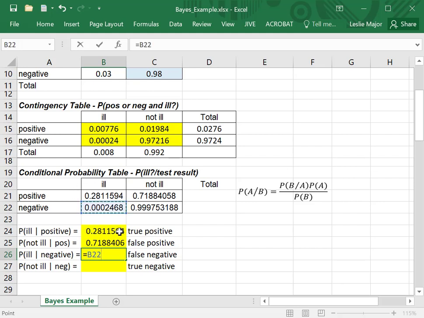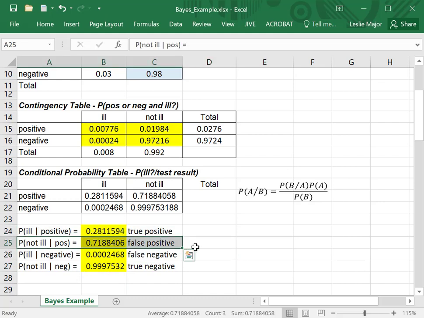Ill, given negative, that 0.0002, and then not ill given negative 0.99975. So very surprisingly, this one right here, for this medical test, the false positive happens very often. If somebody is not ill, they would have tested positive 72% of the time. Or forgive me, if somebody tested positive, they would have not been ill roughly 72% of the time, which is very high.